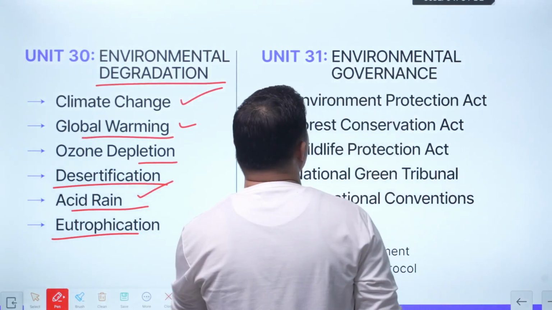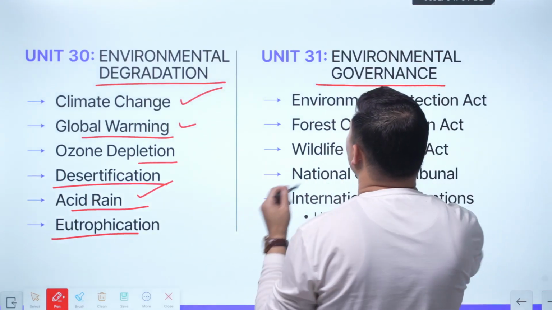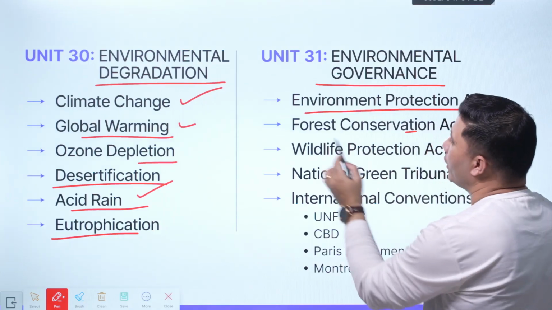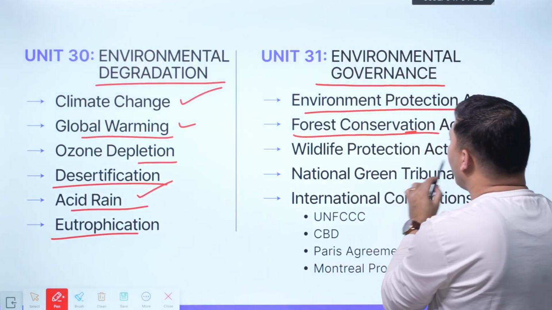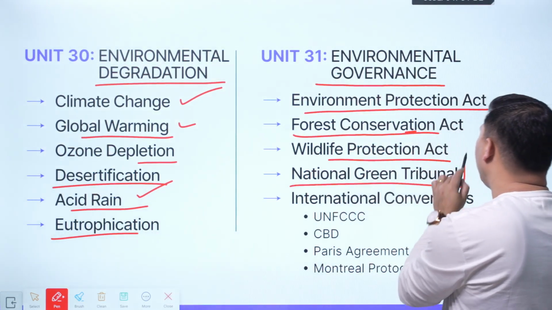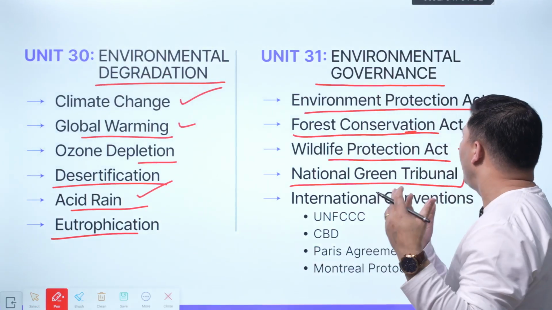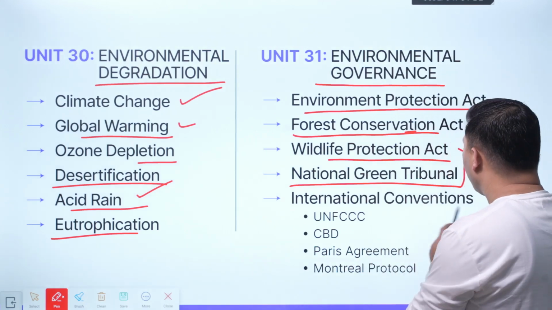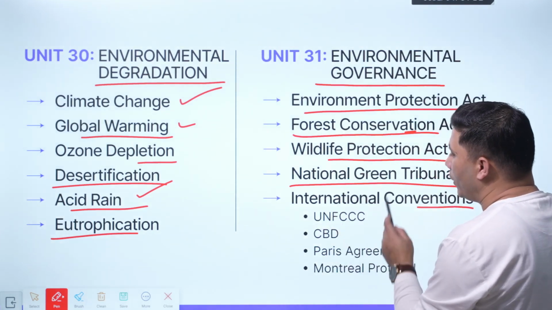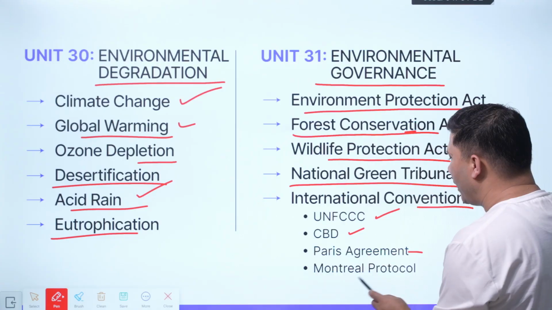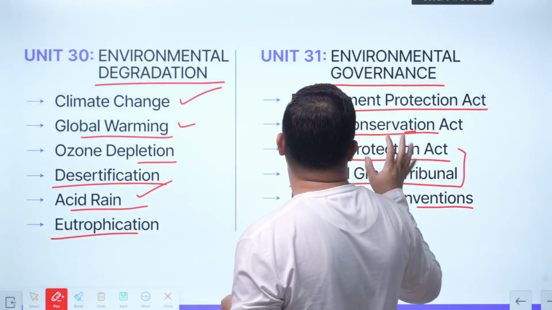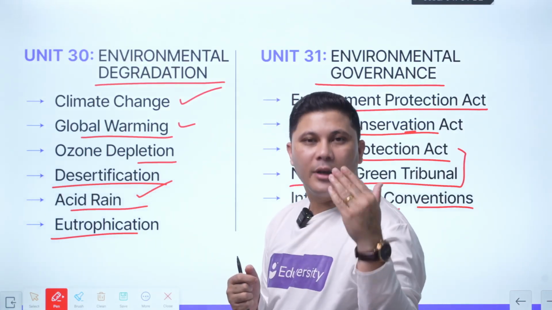Apart from these, the environmental governance you also have to learn. You have to learn about the Environmental Protection Act, Forest Conservation Act, Wildlife Protection Act, NGT, very important, National Green Tribunal. You will study NGT even in Indian polity also. Then international conventions like UNFCCC, CBD, Paris Agreement, Montreal Protocol. These are the international conventions on environmental protection.